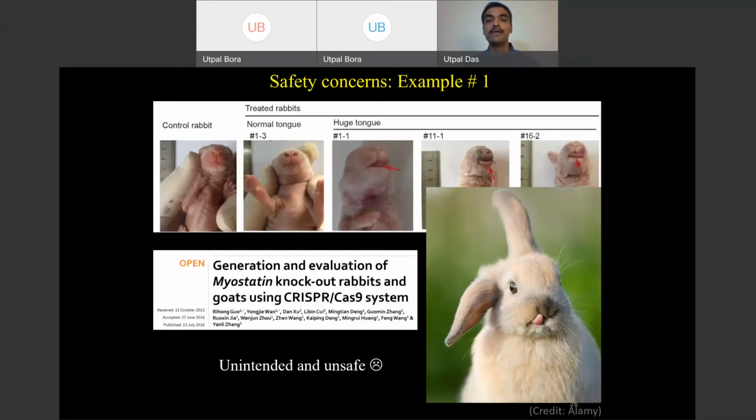That will be definitely inconvenient. I will not be able to swallow. I will not be able to chew. So basically, these poor rabbits have some side effect which is not related to their targeted genome editing. So this kind of genome editing is unintended and unsafe. One example, the same paper, same group, same rabbit: they had intended and targeted genome editing, but the same experiment also led to the development of unintended or unsafe treatment. So this is an issue. That's why we need to discuss safety concerns or off-target effects, right?